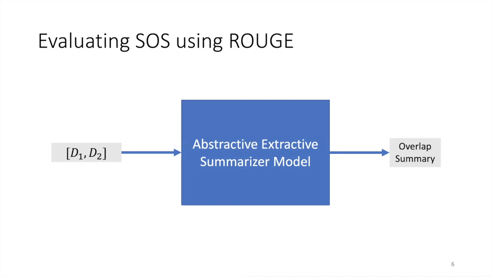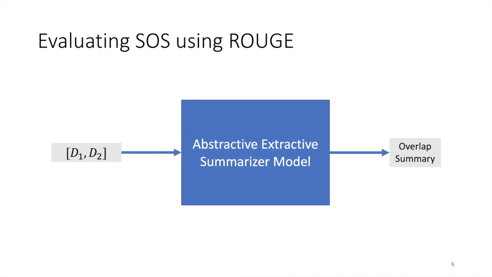As ROUGE is the most popular metric used today for evaluating summarization tasks, we first conducted a case study with ROUGE as the evaluation metric for the SOS task. We experimented with multiple state-of-the-art pre-trained abstractive summarization models as naive baselines for the SOS task. To generate the summary, we simply concatenate the input pairs and feed it directly to the model to generate the overlap summary.